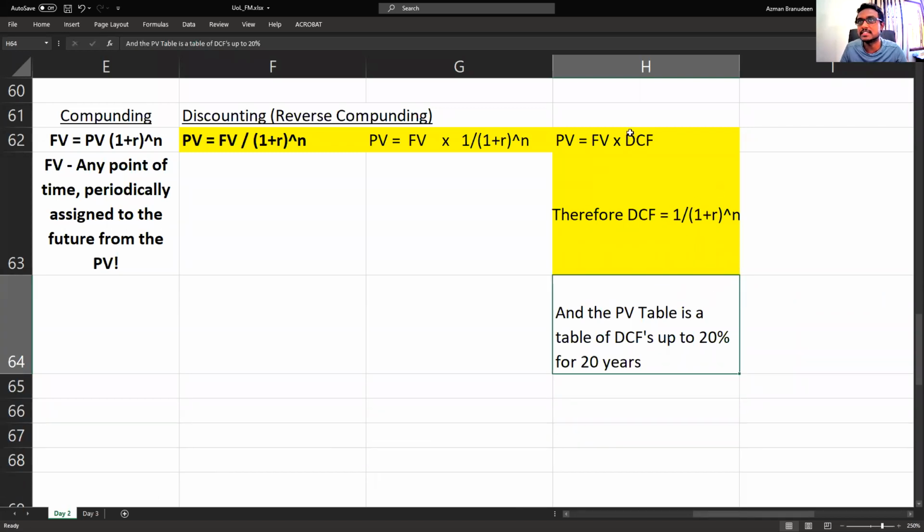So this number, this DCF, is what you get. If you know the percentage and if you know the number of years, you can just look it up in the table and substitute that number here in the formula, multiply it by the future value, get your present value. If not, you can go ahead with this: 1 divided by 1 plus percentage to the power n number of years and get your answer. Either way is fine.